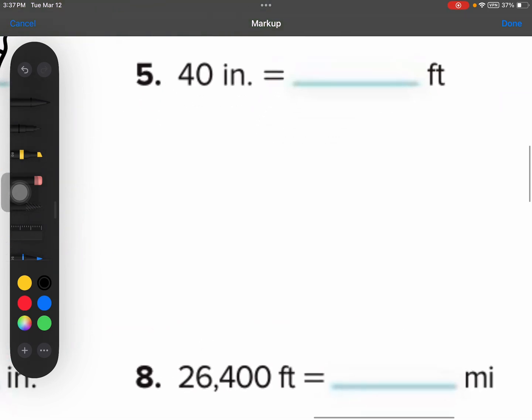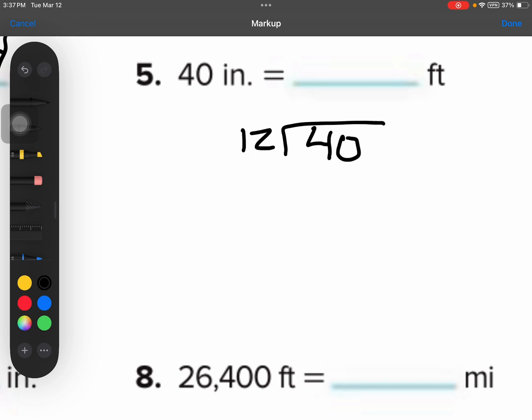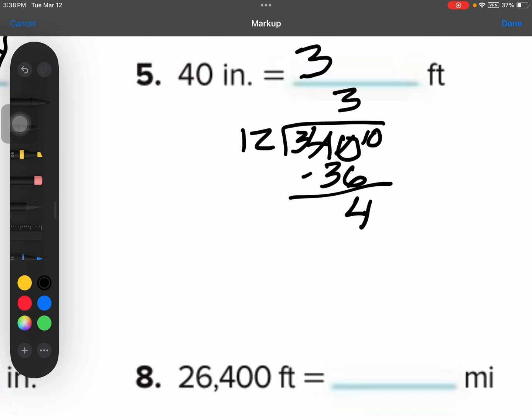Okay, number 5. We have inches to feet. So fly to horse, divide, of course. Okay, so we're taking 40 inches. We know there's 12 inches in a foot. 12 will go into 40. 4 is too many. Let's try 3. 3 times 12 is 36. 40 minus 36 is 4. So I'm going to have 3 feet, but then I have 4 left over out of 12.